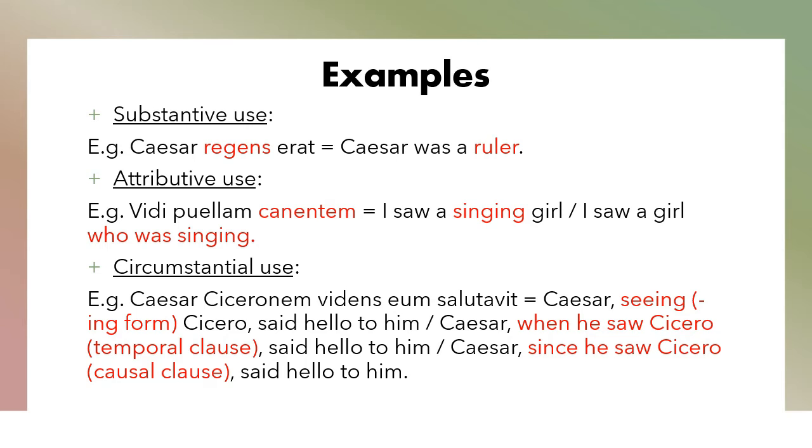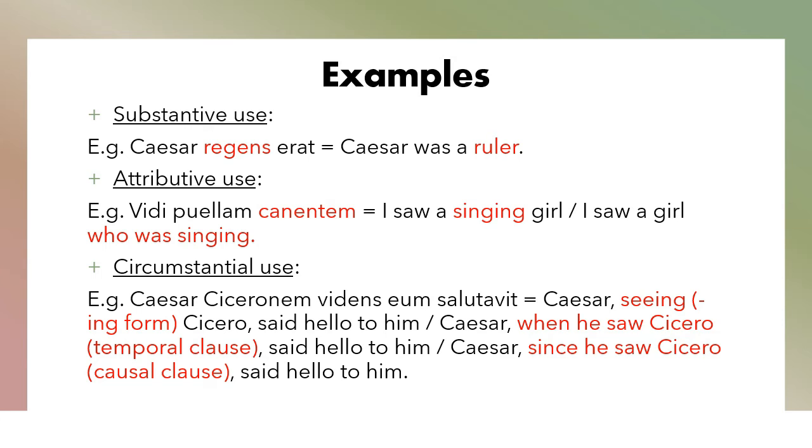Let's see the attributive use, so when it is used as an adjective. The sentence is vidi puellam canentem. I saw a singing girl, or I saw a girl who was singing. In this case, being someone who is singing is a sort of quality which is attributed to the girl. As you can see, the two actions take place at the same time. So I saw a girl who was singing at that time. You can translate it either with an ing form or with a relative clause.